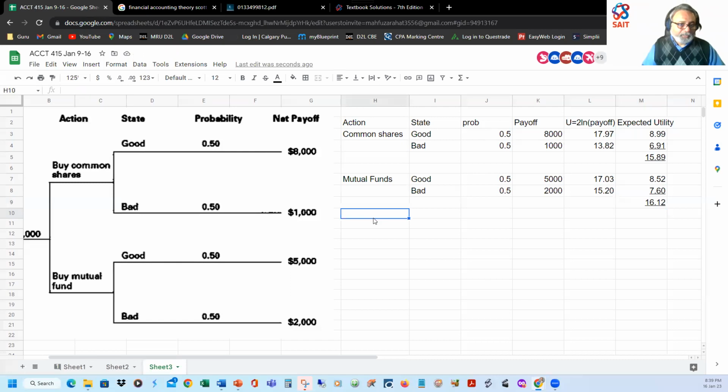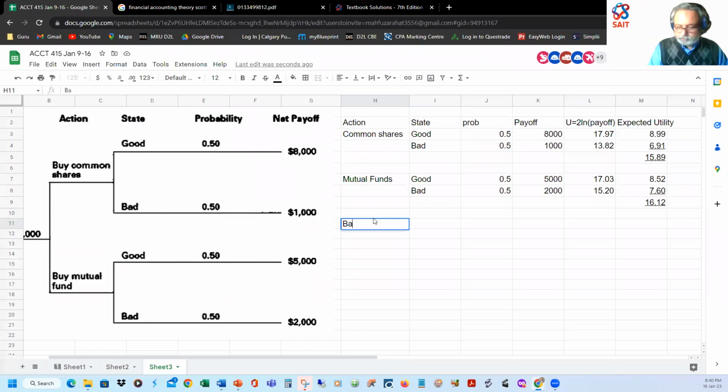Now, Mr. Smart is a rational decision maker. He's risk averse, utility maximizing. Which action would you recommend that Mr. Smart takes? If he invests in common shares, his expected utility is 15.89. If he invests in mutual funds, his expected utility is 16.12. Which one should Mr. Smart take, given that he is rational, utility maximizing, and risk averse? You're absolutely sure it's mutual funds, right? Mutual funds.